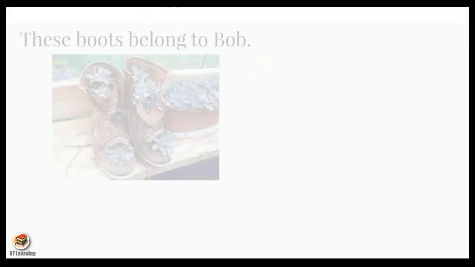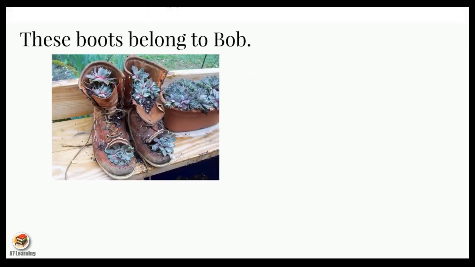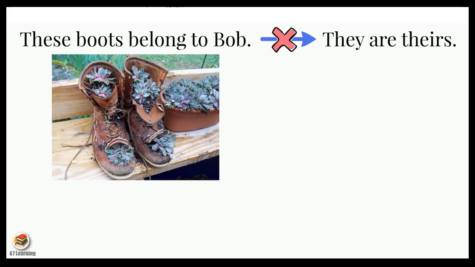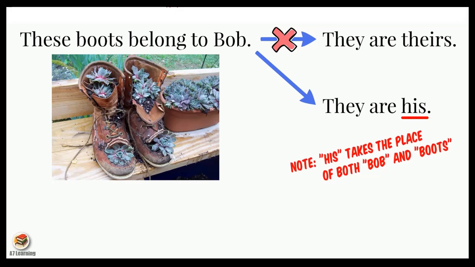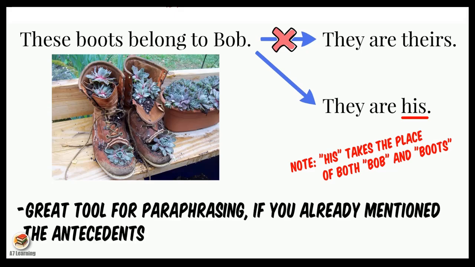Here we have a sentence, these boots belong to Bob. In this other sentence we have, they are theirs. This doesn't quite fit, because one, Bob is only one person. The boots might be plural, but Bob is one person. So we say, they are his, meaning his boots. It's also important to note that the word his can take the place of both Bob and the boots. This is actually a really great tool when it comes to paraphrasing, if you've already mentioned the antecedents in previous sentences.